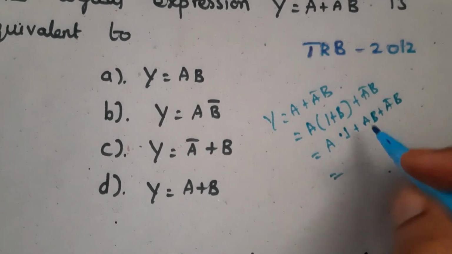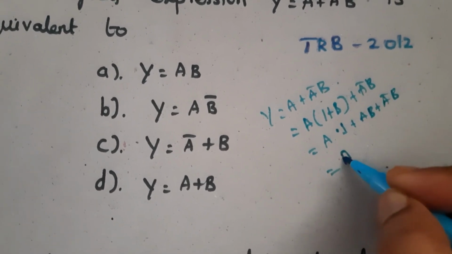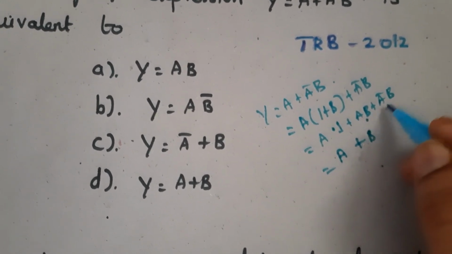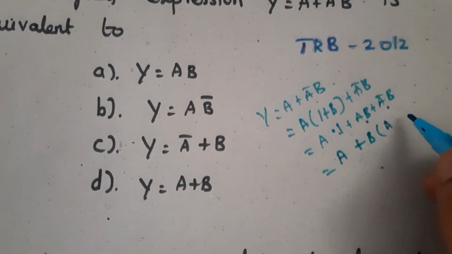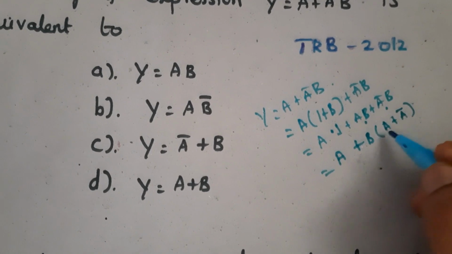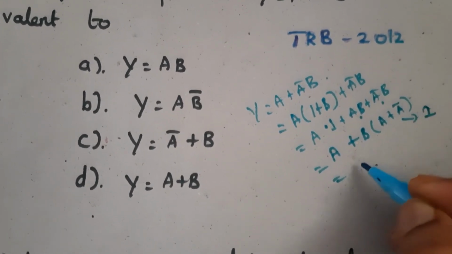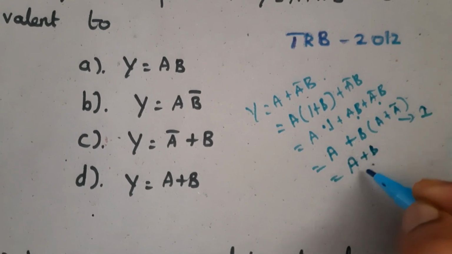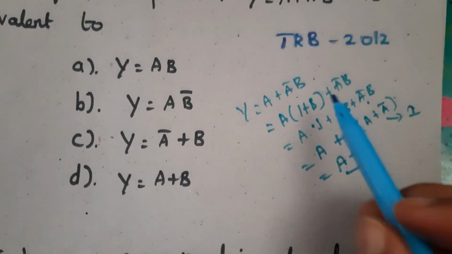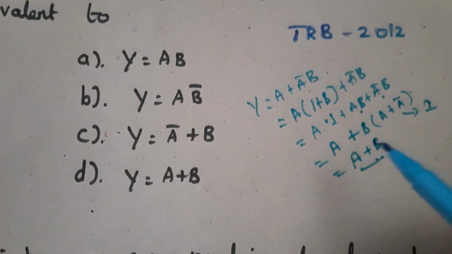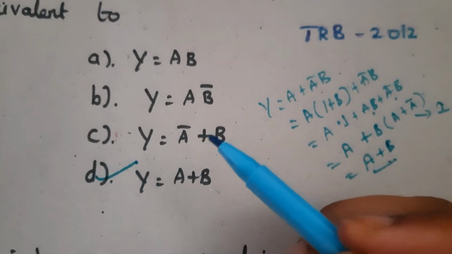So now consider this is equal to A again, and plus you can take B outside from these two terms, and this becomes A plus A bar, and this value A plus A bar becomes 1. So we will get A plus B. So the equivalent expression for A plus A bar B is equal to A plus B. So here the answer is D.